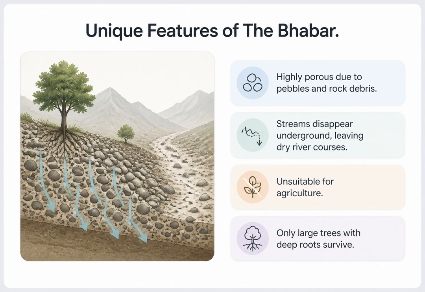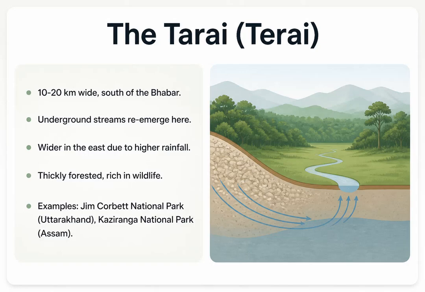Because of this rocky, dry surface, the area is terrible for agriculture. Only massive trees with extensive, deep root systems can survive here. Just south of the Babar lies the Tarai, or Terai, a belt about 10 to 20 kilometers wide. Remember those streams that disappeared in the Babar? They re-emerge right here on the surface.